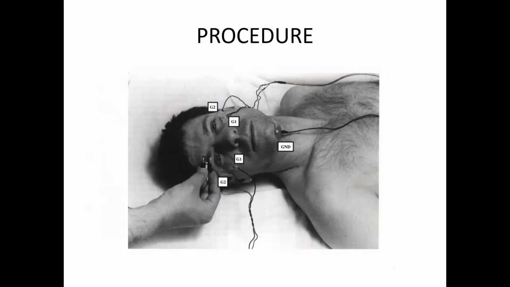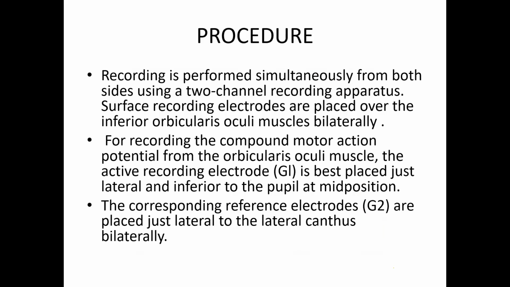For the stimulation, it is given at the supraorbital nerve, and then there are G1 and G2 over the orbicularis oculi, and you put them over here also. You need a 2-channel nerve conduction machine. You can't do it on 1 channel only. Then recording is performed simultaneously from both sides using a 2-channel recording apparatus. Surface recording electrodes are placed over the inferior orbicularis oculi muscles bilaterally.